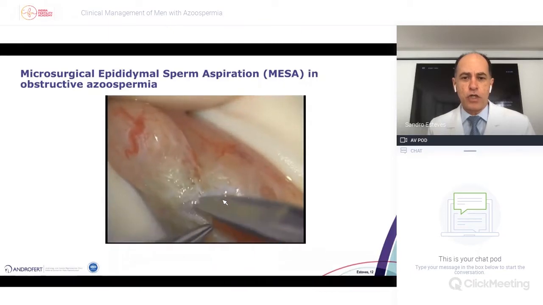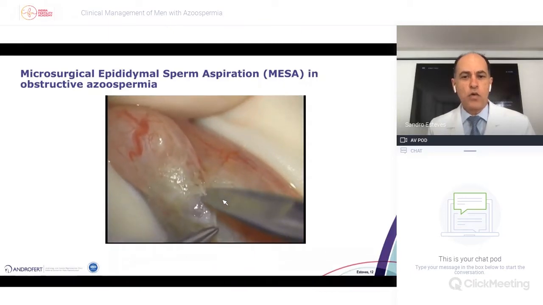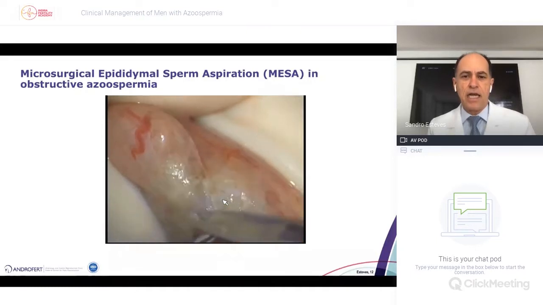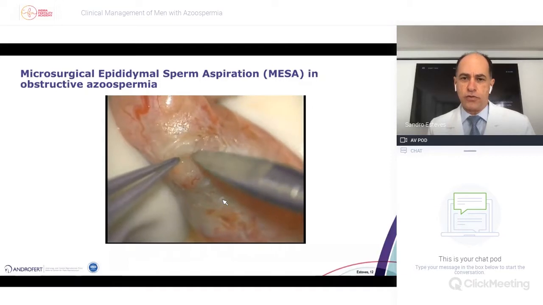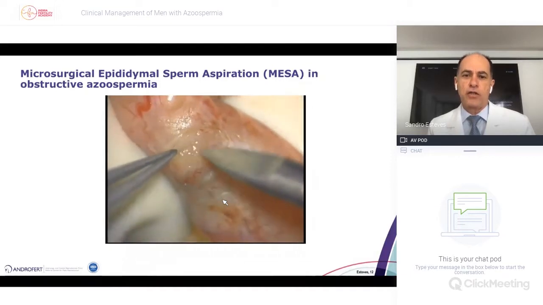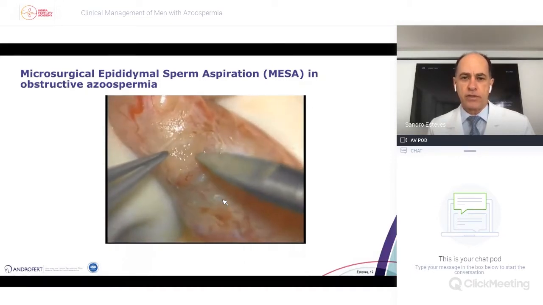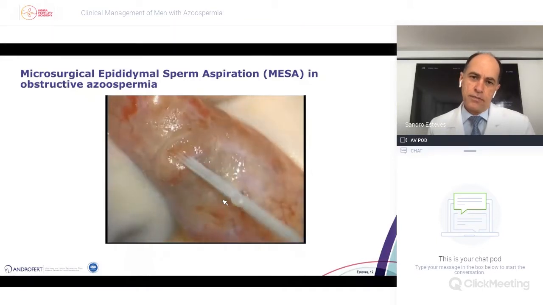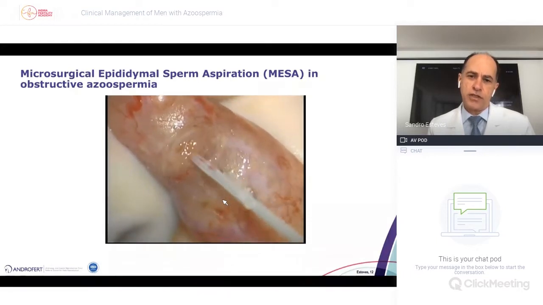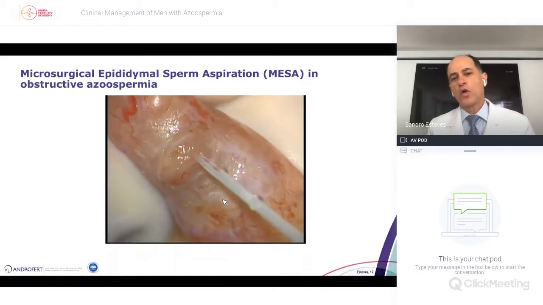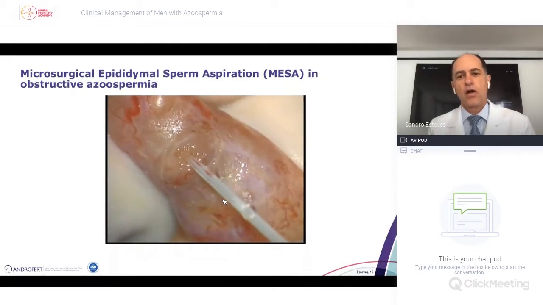Using micro scissors, we open the tunica, we dissect the enlarged epididymis tubules, and we cut these tubules. And then we start to aspirate the fluid coming out. So as you can see, I'm now aspirating the fluid. I can move to a different position, and then I can take a lot of sperm for cryopreservation.